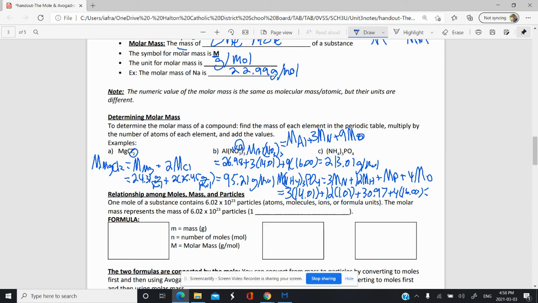Let's go ahead and type that into our calculator. So 3 times 14.01, and put that in brackets, plus 12 times 1.01, plus 30.97, plus 4 times 16, and we get 149.12 grams per mole. And so that would be the molar mass of (NH4)3PO4.